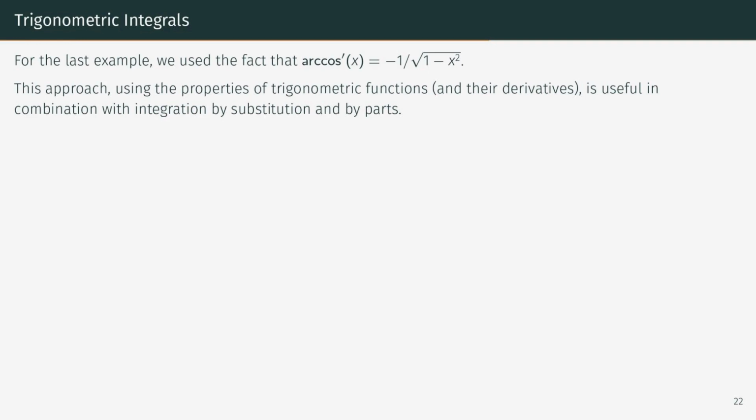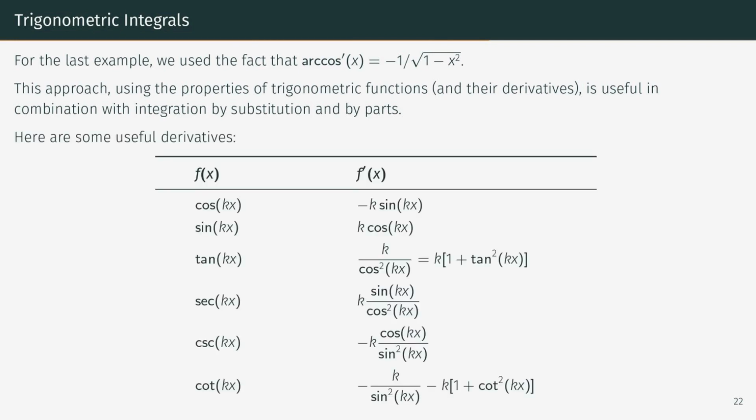In the last example, we used the fact that the derivative of the arc cosine of x is negative 1 over the square root of 1 minus x squared. Using the properties of trigonometric functions and their derivatives is useful in combination with integration by substitution and parts. Here is a table of some useful derivatives. The function of the cosine of kx, where k here is always some constant, has the derivative negative k sine of kx.